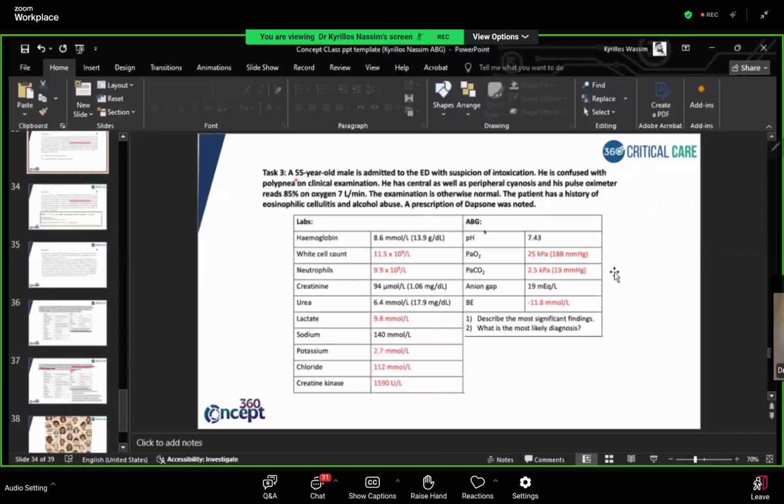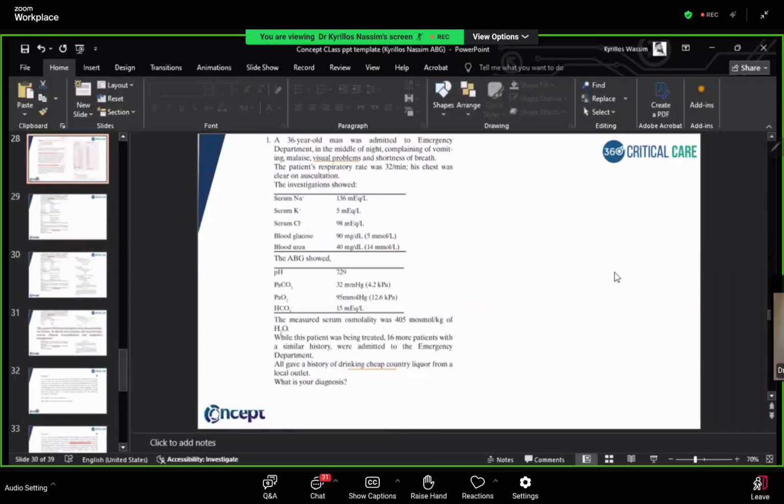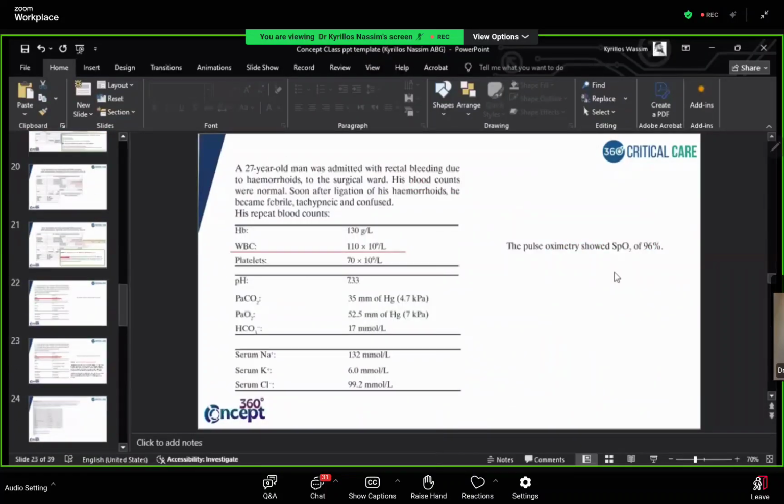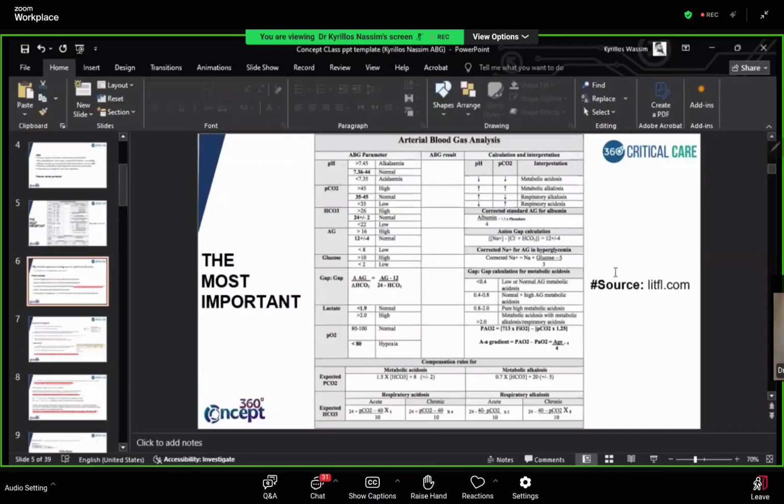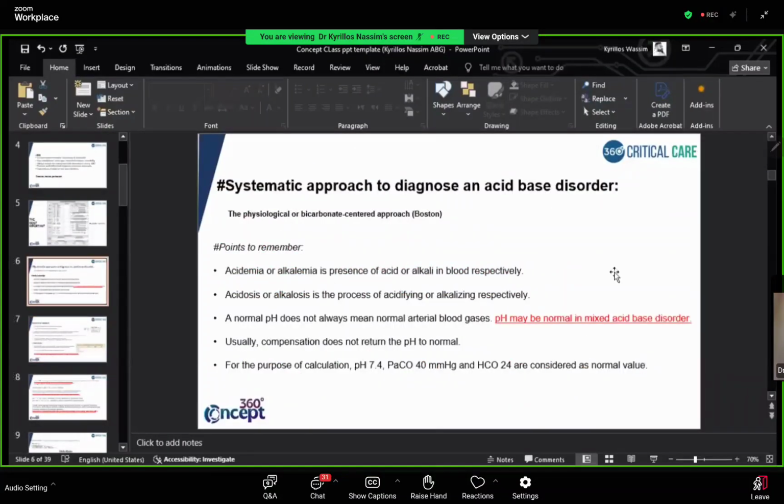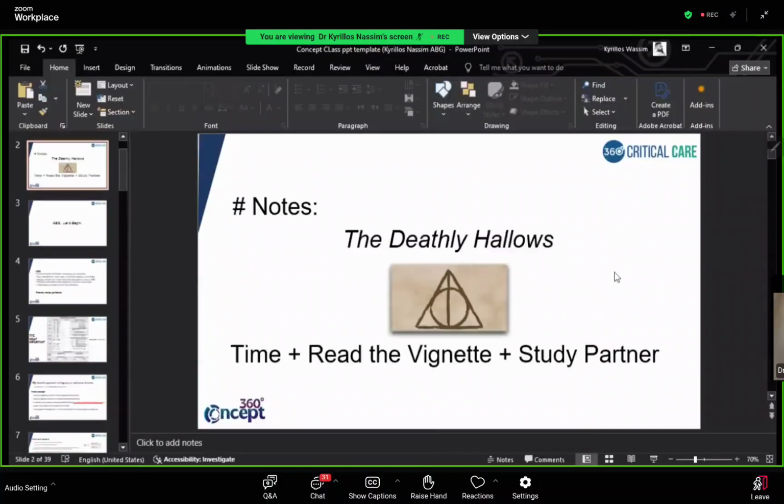And if I have advice from this lecture, I only give this to all my candidates for the exam. Be aware of time, read the vignette, it has 100% of the answer, and find a positive study partner.